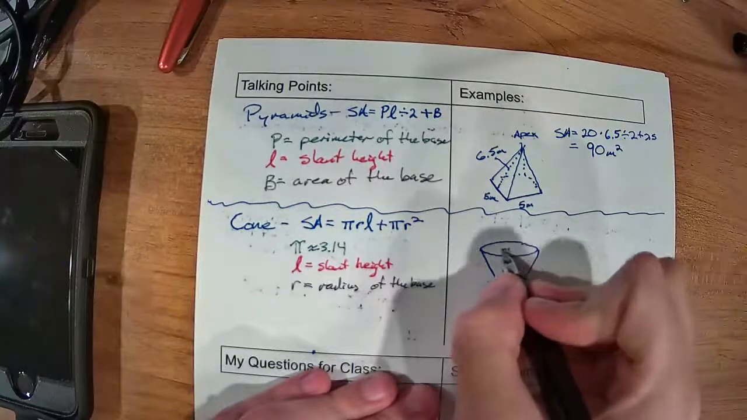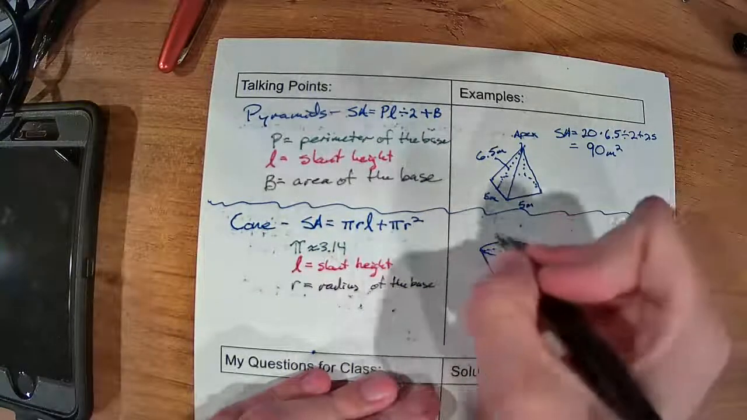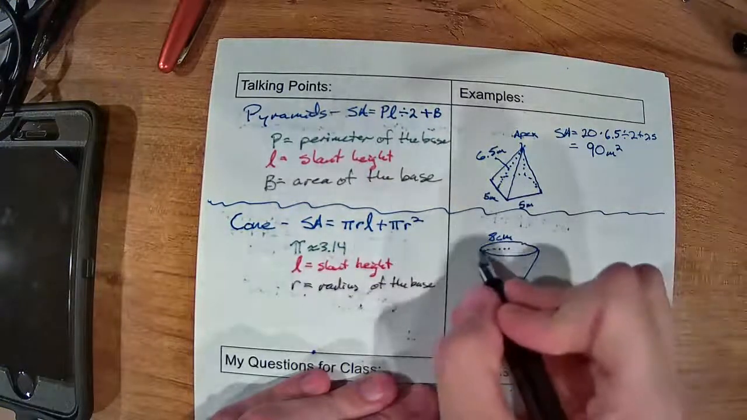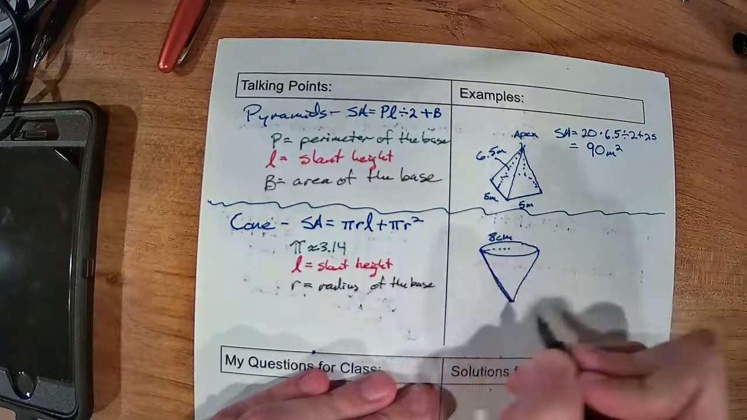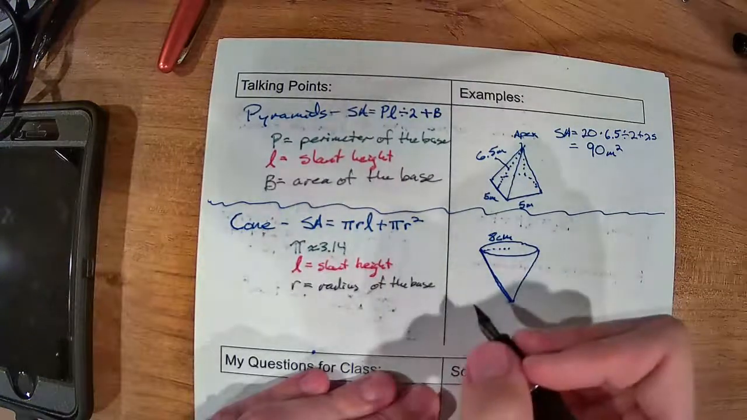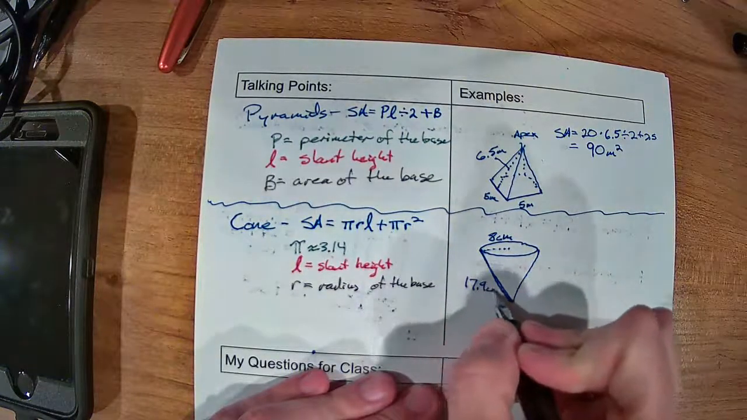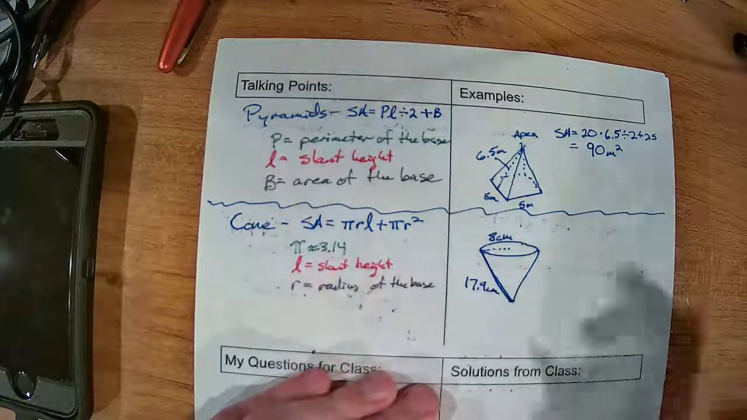All right, let's get our radius drawn. In this case, we'll say 8 centimeters. And our slant height, which is measured along this edge here, I'm going to bold it in a little bit, is 17.9 centimeters. All right, and we need to find its surface area.